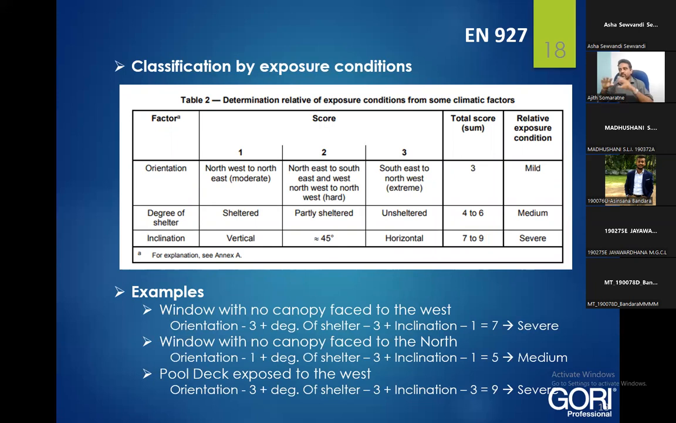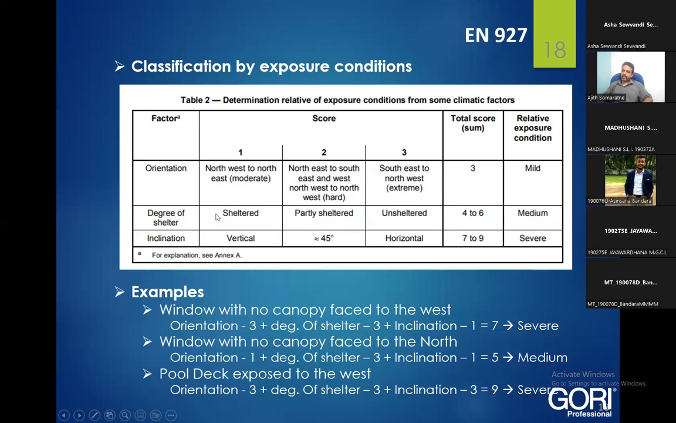This EN927 gives a formula with which we can calculate the degree of risk according to these classifications, right? This is important because by calculating these things, we come to a conclusion whether this is a mildly risky or a severely risky application. Here, I think you can see the table. The first factor is orientation. If it is northwest to northeast, then it gives one. If it is northeast to southeast, or west, northwest to north, it is two. Then three. Likewise, according to the direction, we give a mark, right?